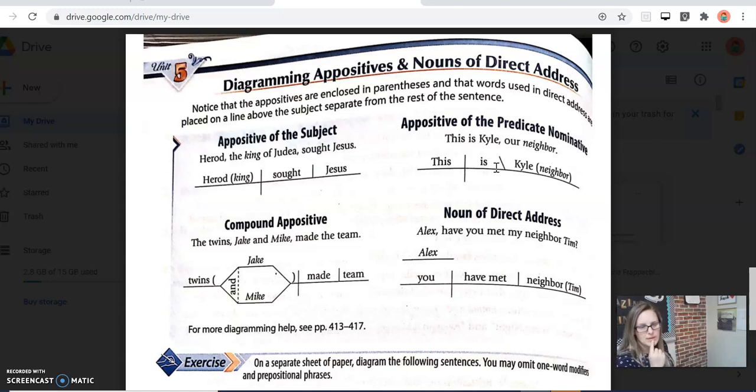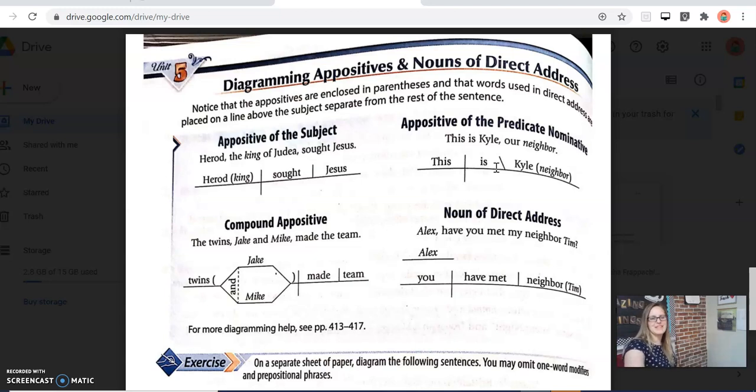So here's an example of a sentence that has a linking verb. This is Kyle. The subject is this, and then the predicate nominative is Kyle. And the appositive of that is neighbor. That one might be a little tricky, but that's why they showed you an example of it.